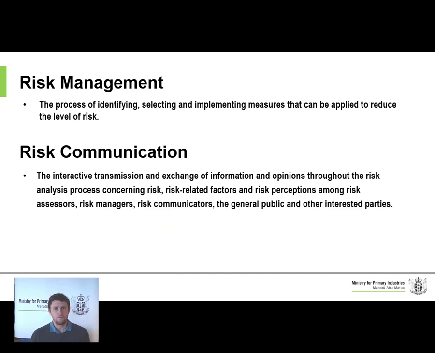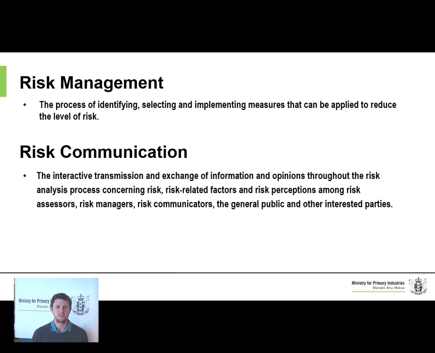So risk management is the process of identifying, selecting and implementing measures that can be applied to reduce the level of risk. Here, again, the risk assessors will provide a variety of options. They may provide one option, they may provide 3 or 4 or 5 different options to the risk manager, with varying levels of management criteria that the risk manager can then assess and make decisions on, again using those earlier criteria that we discussed from an animal and human health perspective, a social perspective, economical perspective, as well as trading or international obligation requirements.